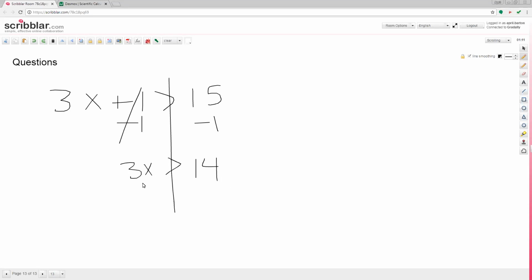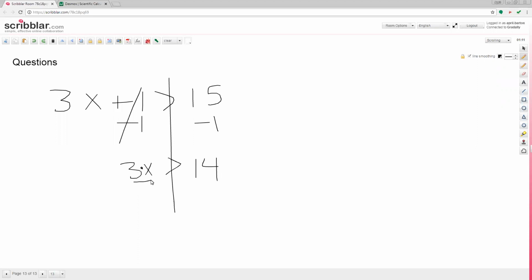So then what's our last step? This was the tricky step. 3 times... It would be 14. Well, so this is 3 multiplied by x, and 15 minus 1 gives you the 14. So now what opposite do we do to get x completely alone?